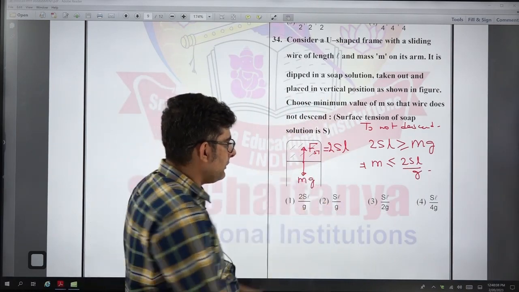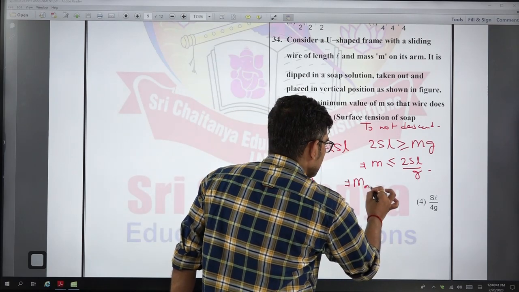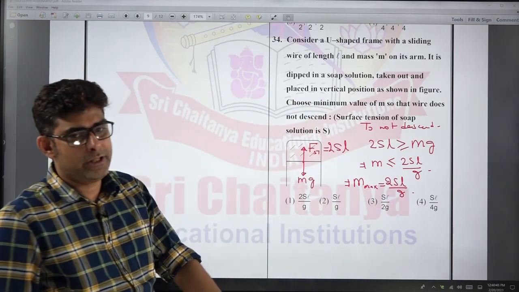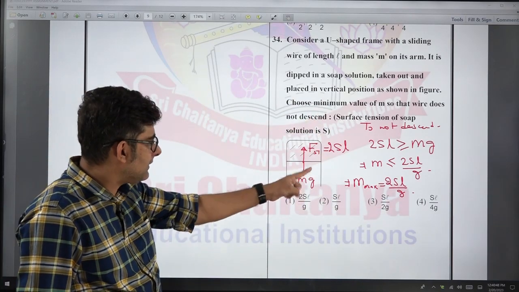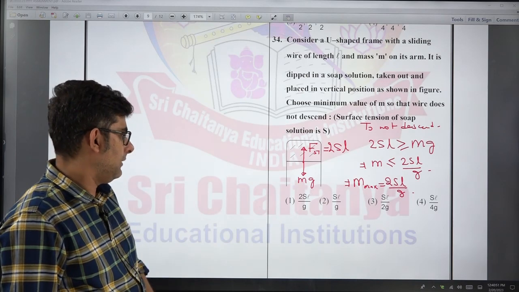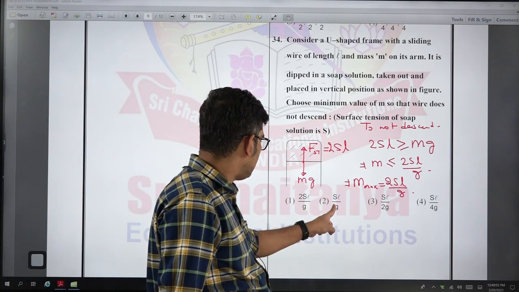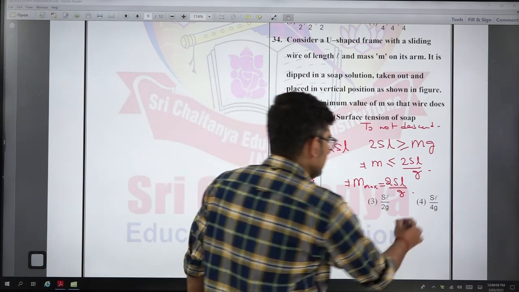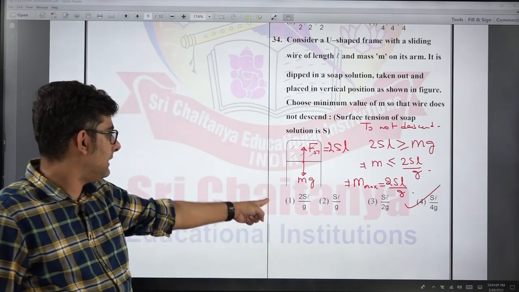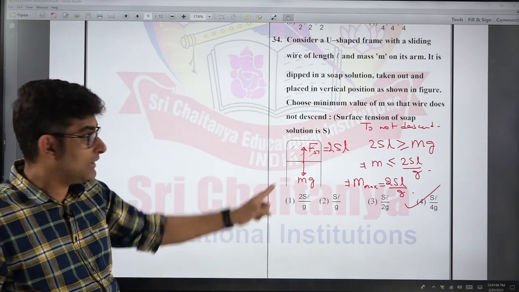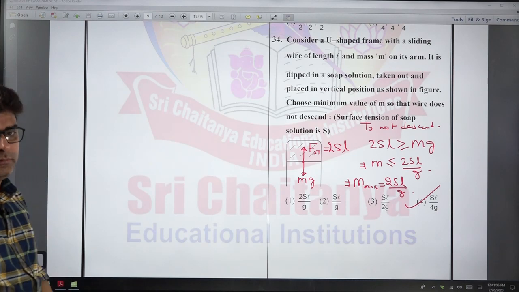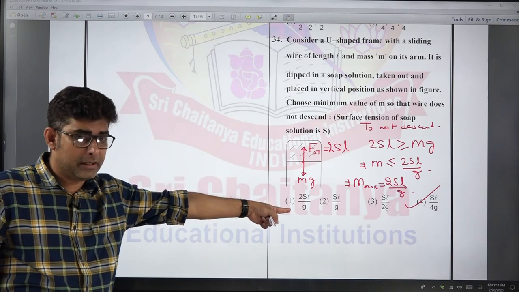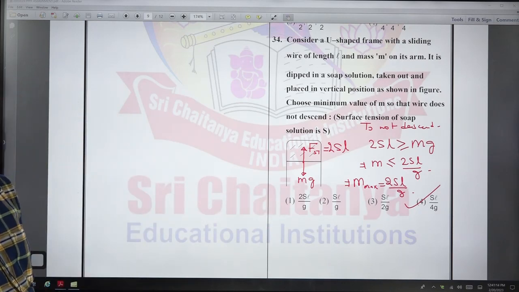They are not asking for the maximum value, which is 2SL by g. So I have to select which value is less than this and the least one. SL by g is also less. SL by 2g is also less. So out of all these options, which one? All the values which are less than this will be possible, but they are asking for the minimum. Choose the minimum of these. So this will be the answer. Okay, so this question is a bit tricky. Remember this. If they had said maximum, then this would be the case. Clear? Yes.